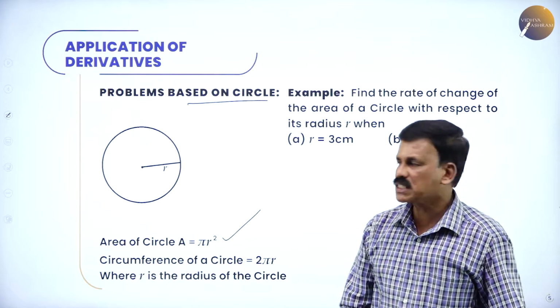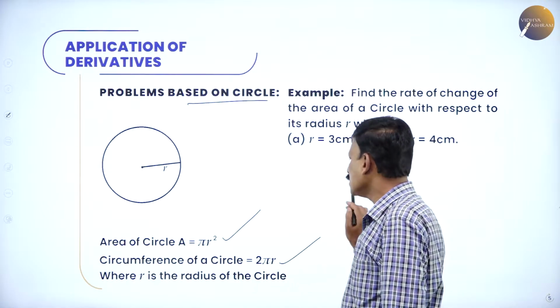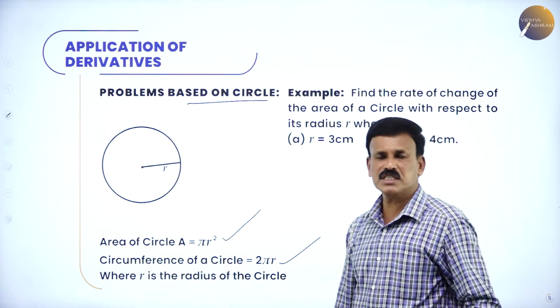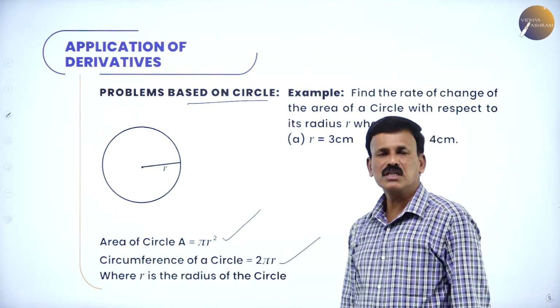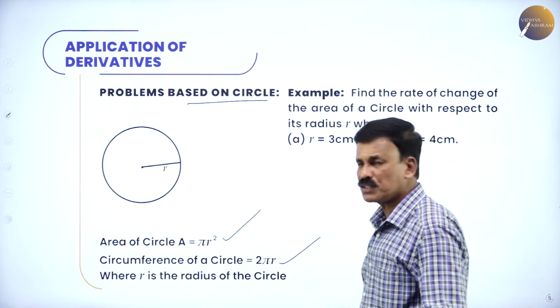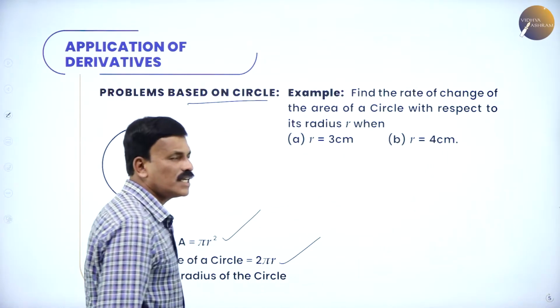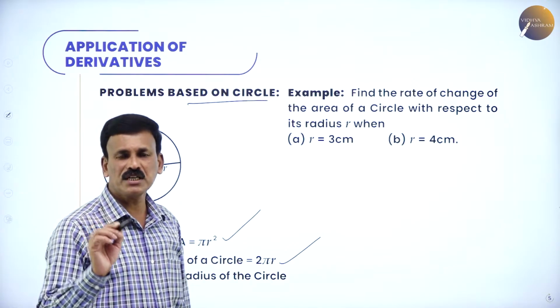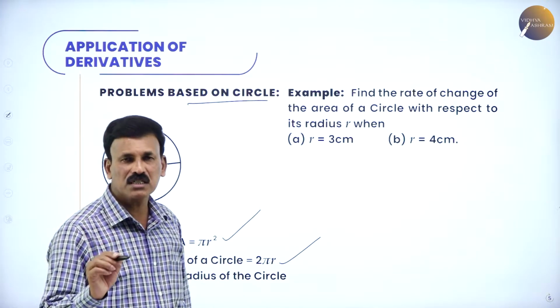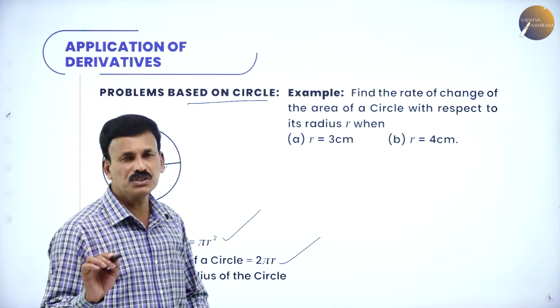The circumference of the circle is given by 2 pi r. Area is equal to pi r square and the circumference of a circle is 2 pi r. So here r is the radius of a circle. Now let us consider a problem. Before that, suppose the rate of change of area with respect to time is dA by dt. Rate of change of area with respect to radius r means dA by dr. So just keep in mind.